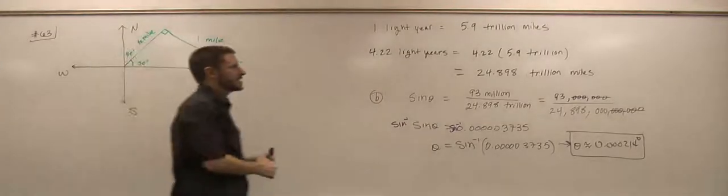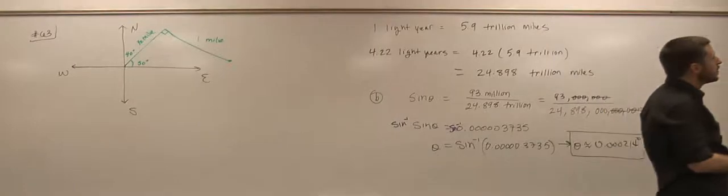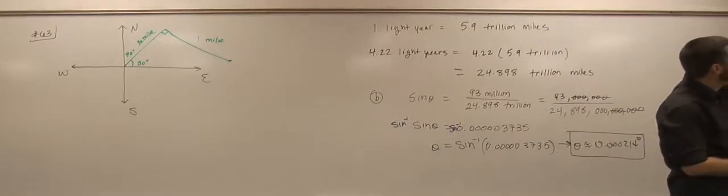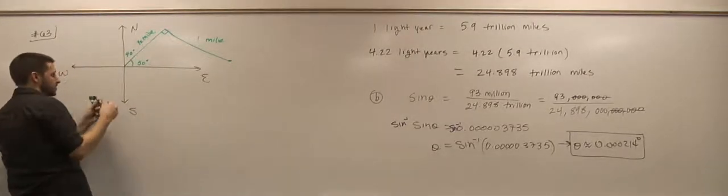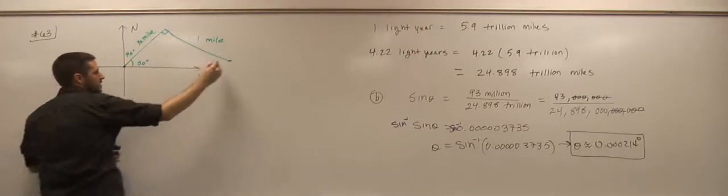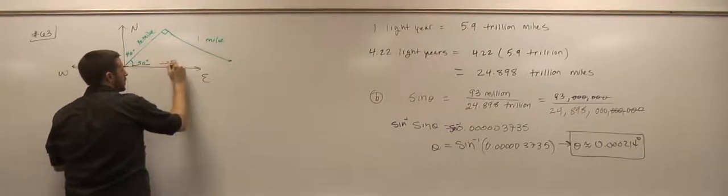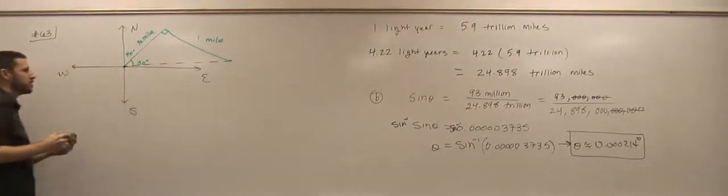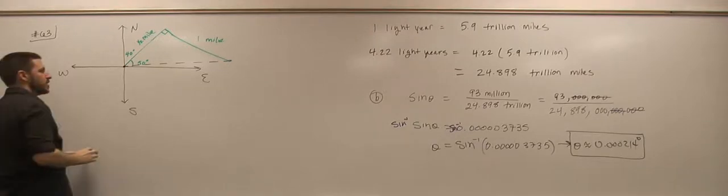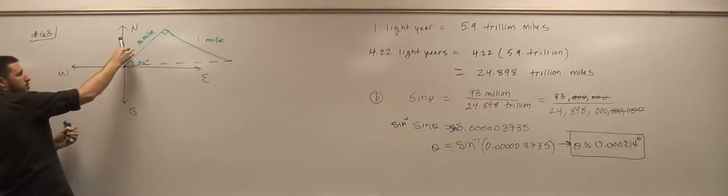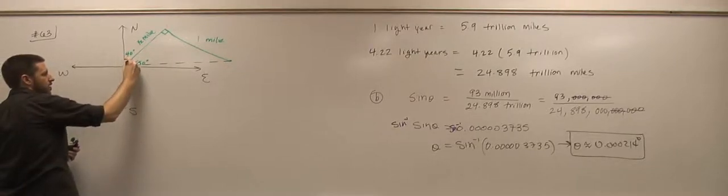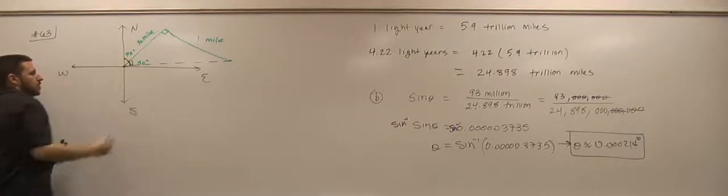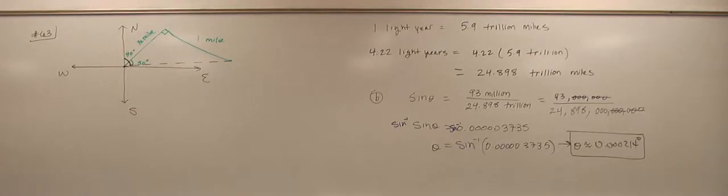And the question asks, what bearing should the control tower use to locate the aircraft? So the control tower is back here where he started. This is where the plane is now. So the bearing that the control tower should use, if you measure it from north, would be this angle here. Bearings are always measured from north or south.